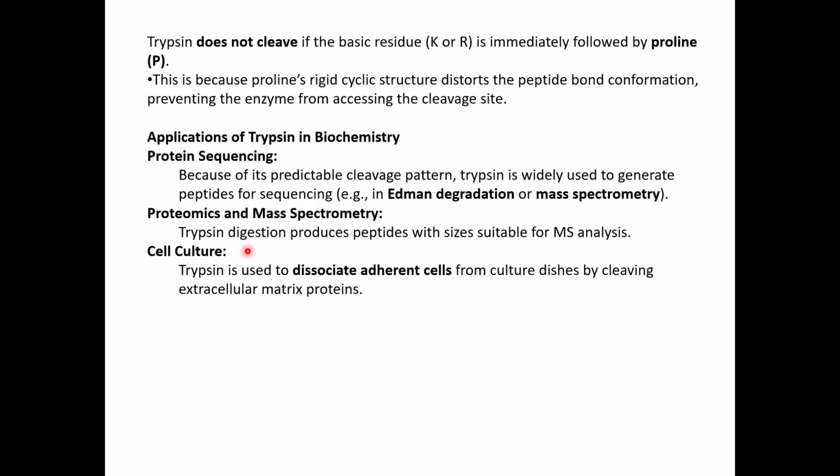In cell culture, trypsin is used to dissociate the adherent cells from the culture dishes by cleaving extracellular matrix proteins. Like I said, trypsin can also act on the tissues and the cells, so we even make use of this property of it. In cell culture, when we grow mammalian cells, we grow them on a petri dish. The adherent cells usually are attached to the surface of the petri dish. So when you have to subculture or harvest the cells, you have to detach them from its surface.